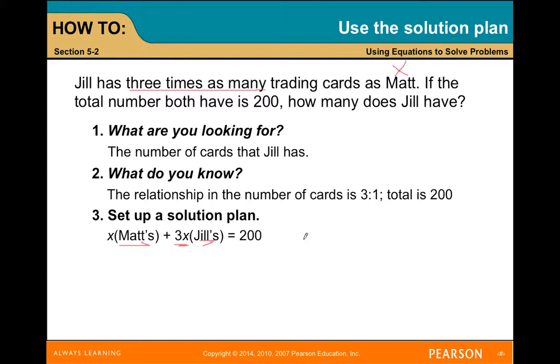So automatically, just to give you, before we move on to the solution, the way that I'm looking at this problem is that Jill has 3 parts of the cards that Matt has. So she has 3 out of 4 of the total amount of cards, and Matt has 1 out of 4. I'll get back to that in a second when we move forward with the solution plan. The last step is to solve it.